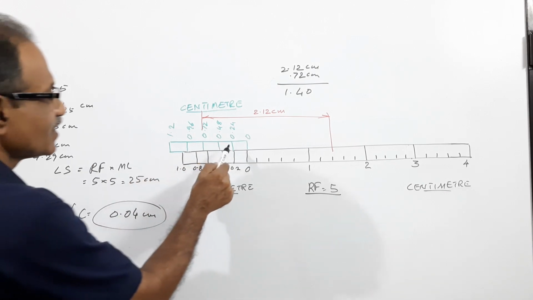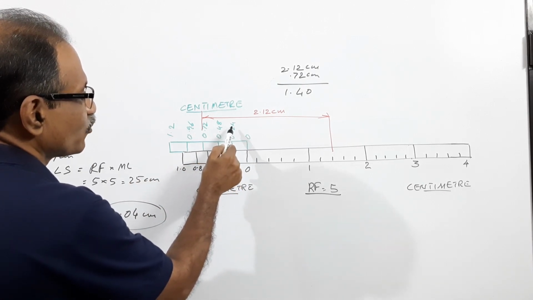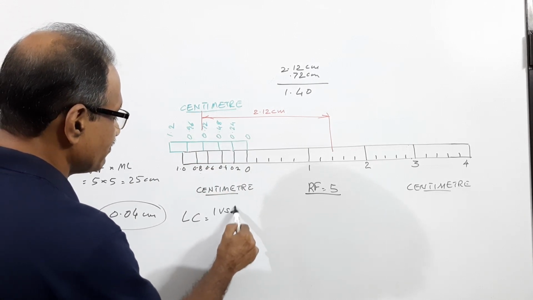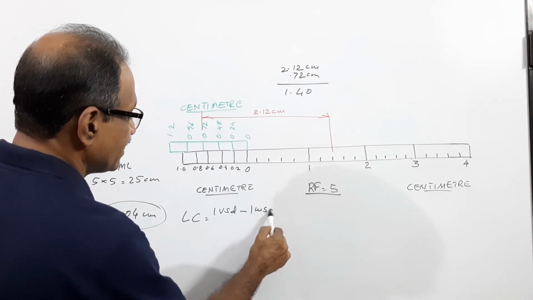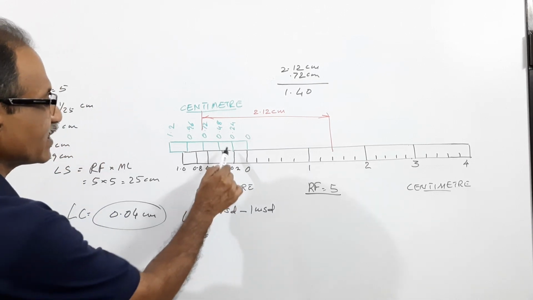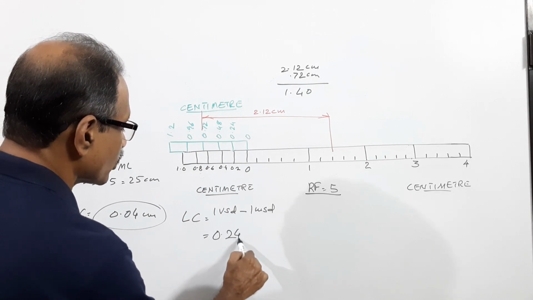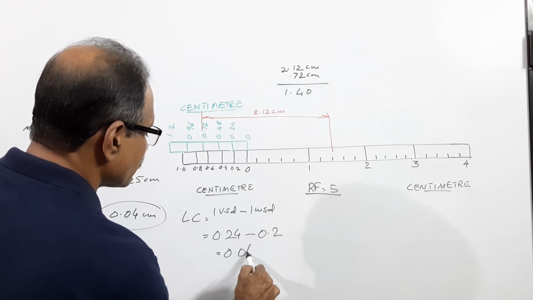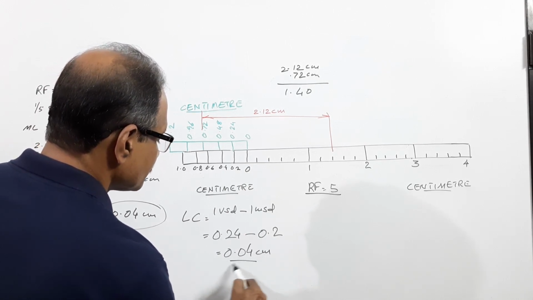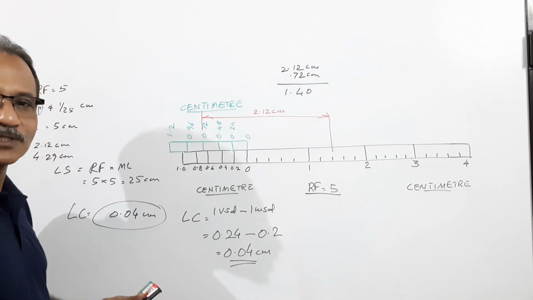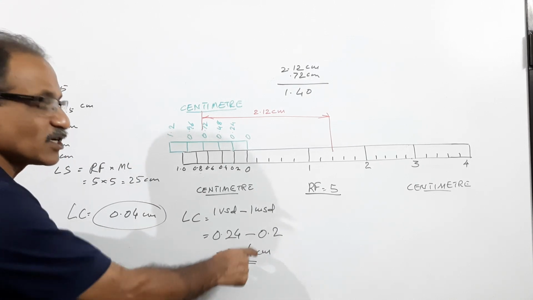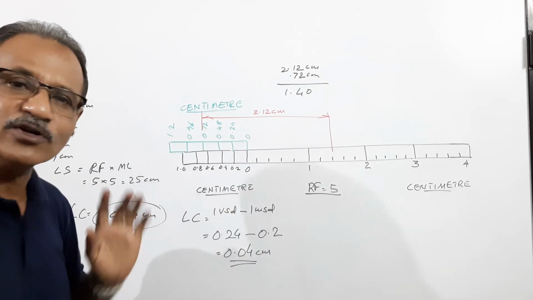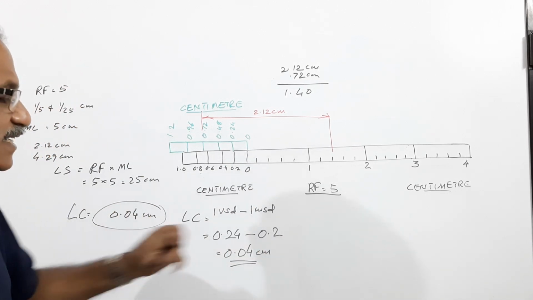You can see 0.24 minus 0.2. Least count is 1 vernier scale division minus 1 main scale division. What is 1 vernier scale division? 0.24 minus 0.2 equals 0.04 centimeters. Isn't it? That is what they have said. 1/25 of a centimeter means 0.04 centimeters. So that's the least count.